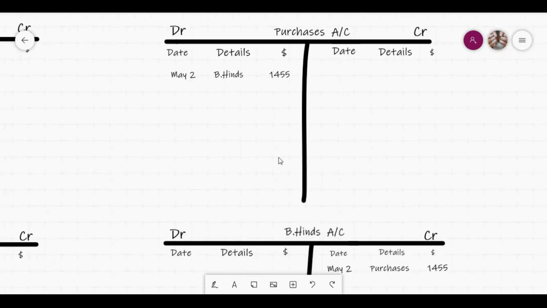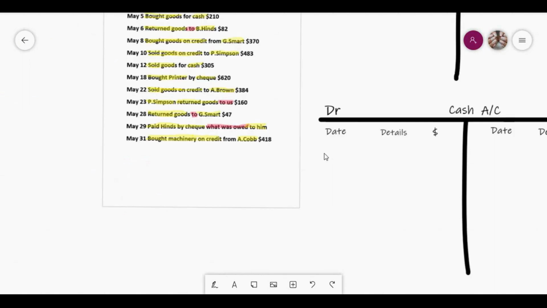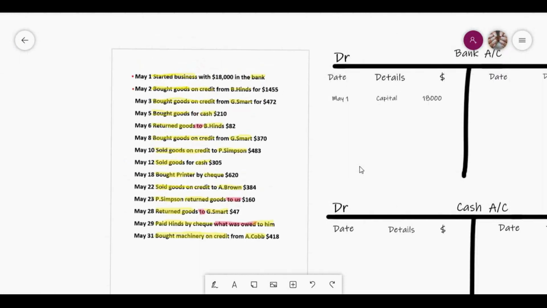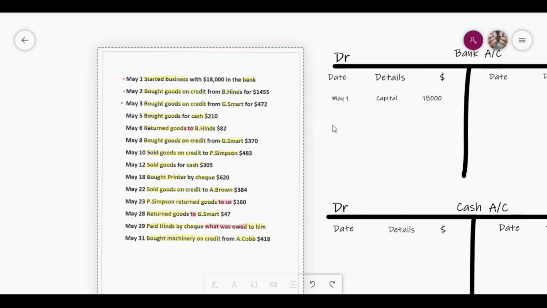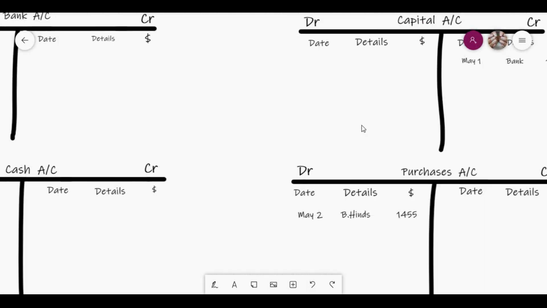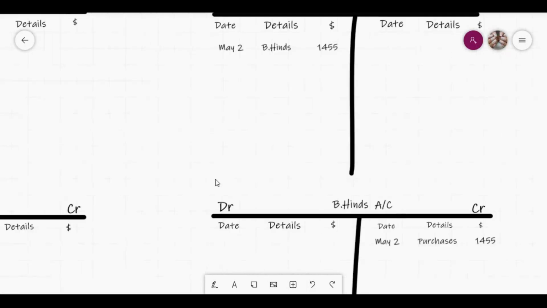Okay, so on May 3, bought goods on credit from G Smart in the amount $472. This will once again affect the purchases account and G Smart's account. Purchases, as I said earlier on, is always debited, so that means it is going to be credited under G Smart's account.